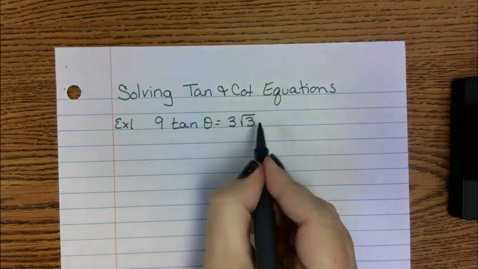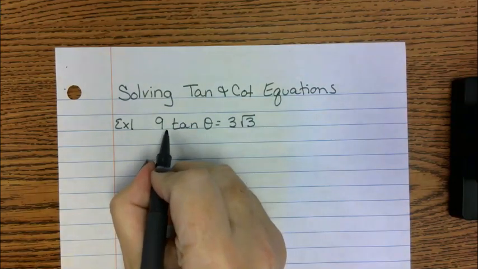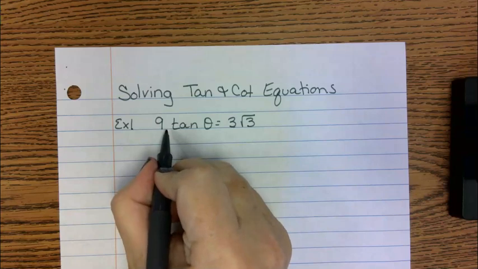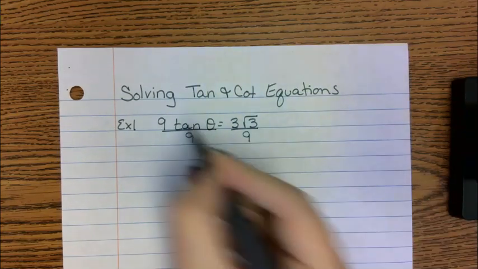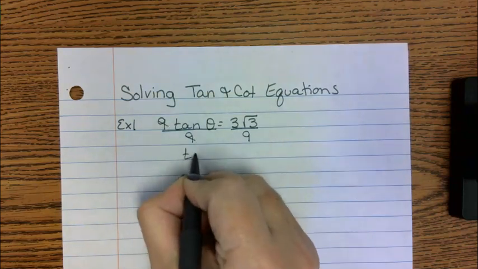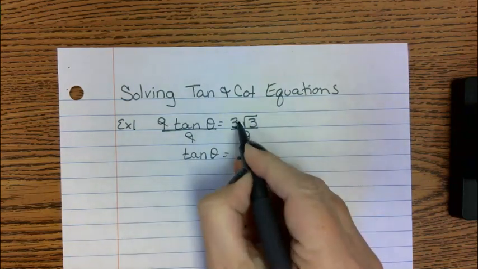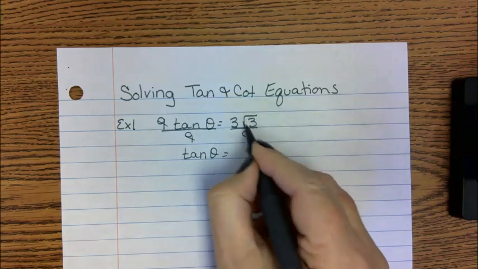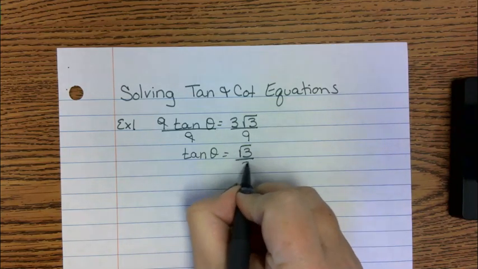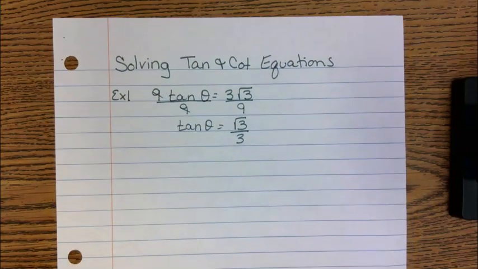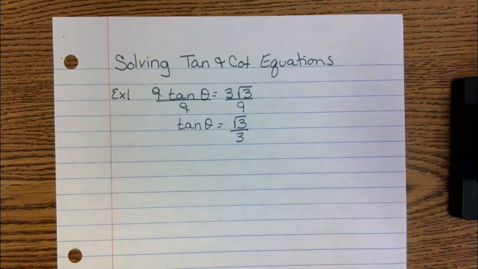So we have this, and we've got to get tangent by itself, so we're going to divide by 9. Okay, so tangent. Now we can reduce. Take a 3 out of the top and out of the bottom, so it'd be square root of 3 over 3. Now I know this looks daunting, but I promise you it's not that bad.